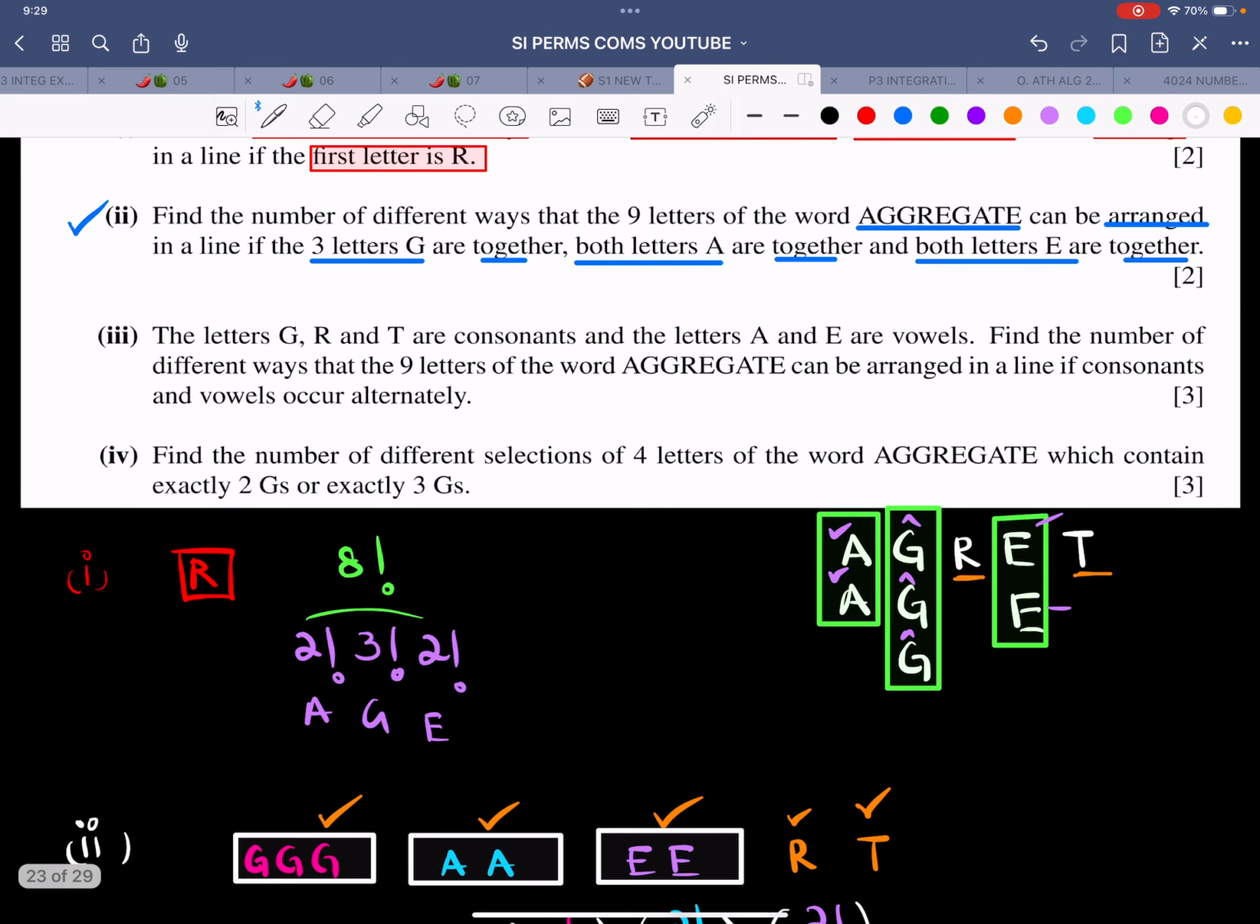Let's move to part 3. The letters G, R, T are consonants, and we know that much of the English language, and the letters A and E are vowels. Find the number of different ways that 9 letters of the word can be arranged in a line if the consonants and vowels occur alternately. So that is the key word, that is alternate.